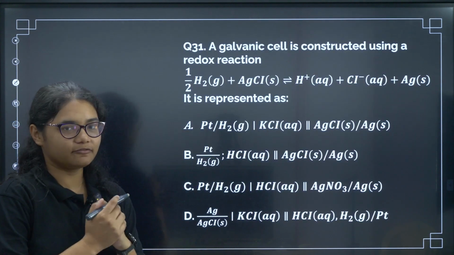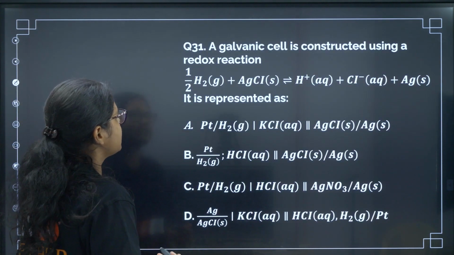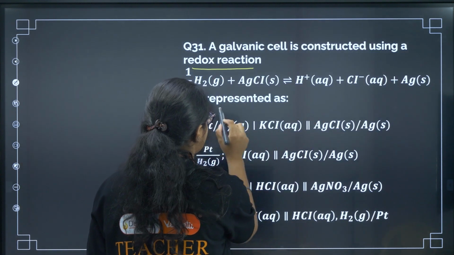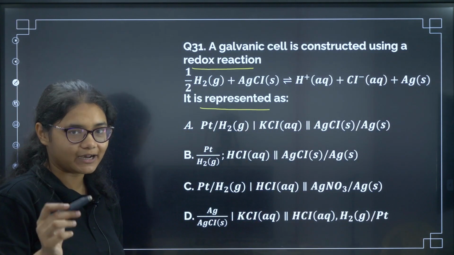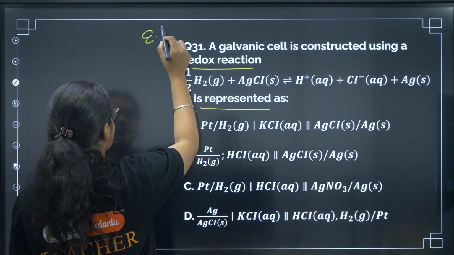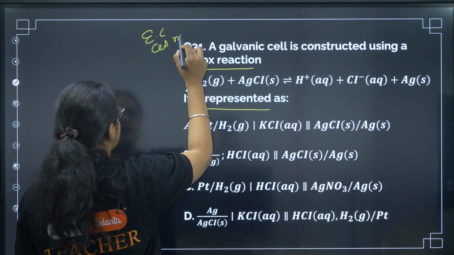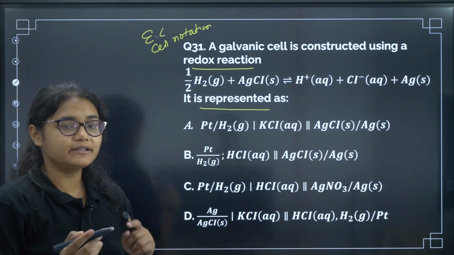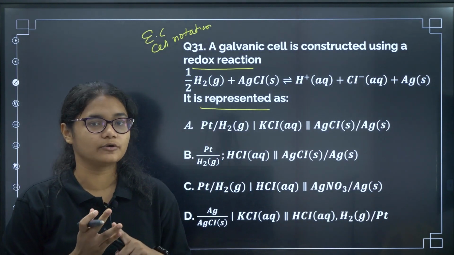First, coming to the first question. A galvanic cell is constructed using the redox reaction. This is given to you and it represents. So, this question is from cell notation, electrochemistry, cell notation topic, very easy one. So what we have to do, first you have to identify which undergoes oxidation and which undergoes reduction.